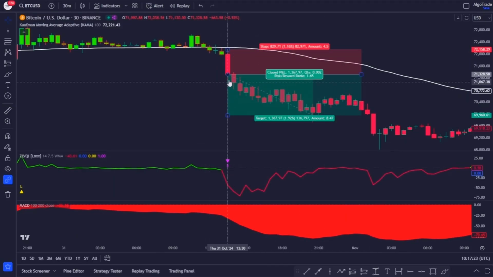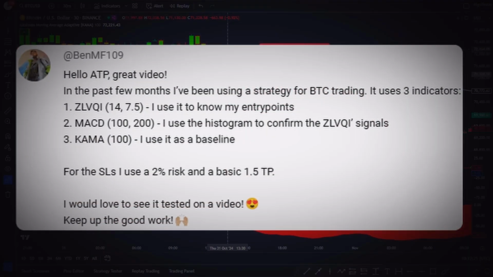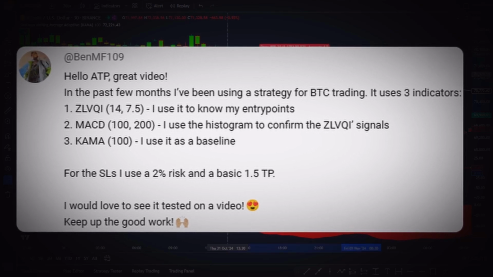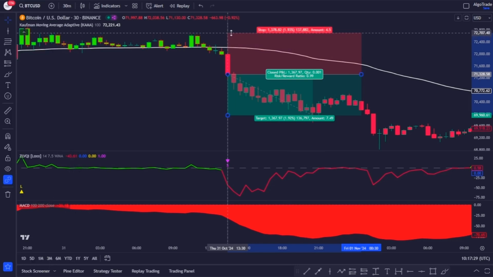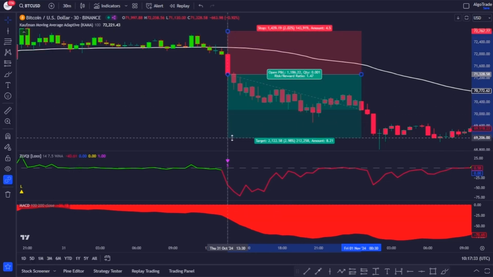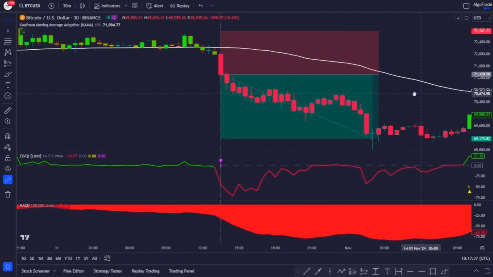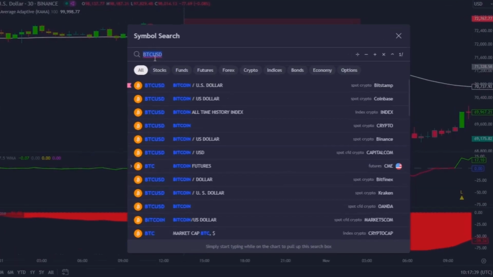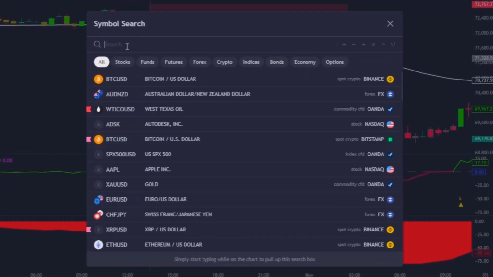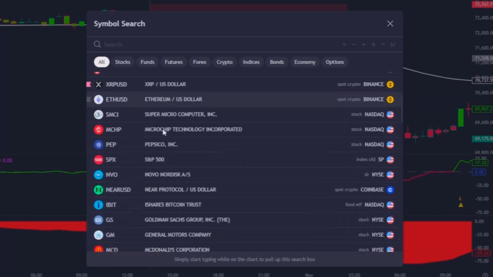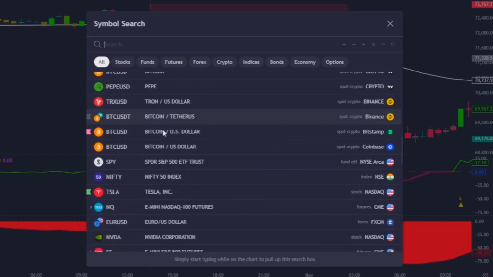Regarding the stop loss and take profit management, I will also follow the subscriber's exact rules, using a stop loss with a 2% loss and a take profit on the 1.5 risk-reward ratio. Also, although the subscriber asked me to test this strategy only on Bitcoin, I will test it across different markets to assess its robustness and adaptability.